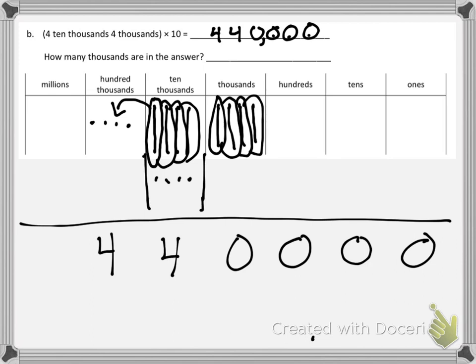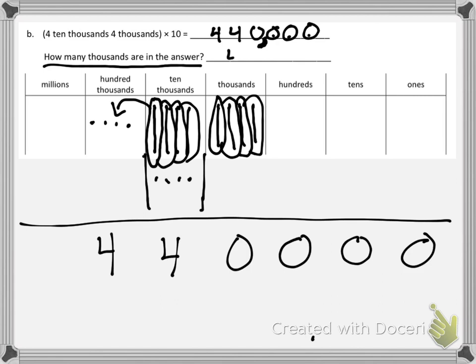440,000. That's the standard form. So if we look at the second question, how many thousands are in the answer? That's where we would just look at where we see the first comma, because that's representing 1,000 right there.